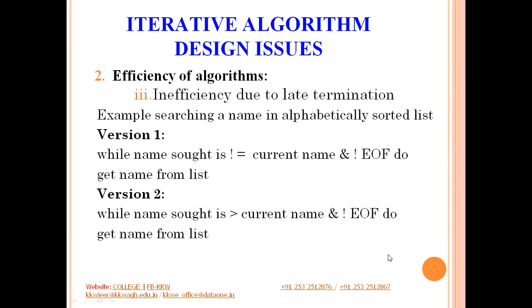Okay, let us check the second version. In the second version, we are checking while the name sought is greater than the current name and not the end of the file, do get the next name from the list, and we are also testing if the current name is equal to the name sought. So if you just observe the second version, you will be able to easily relate it to the concept of binary search, right?